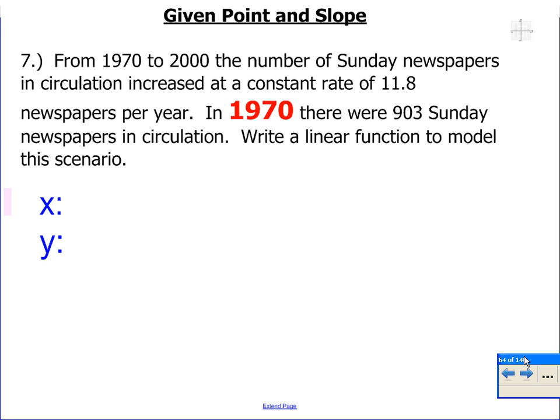I have it in big, bold, red numbers up there. What'd you say? Oh, jeez. All right, ready? I'm going to emphasize a couple of things, so listen carefully. From 1970 to 2000, the number of Sunday newspapers in circulation increased at a constant rate of 11.8 newspapers per year. In 1970, there were 903 Sunday newspapers in circulation. Write a linear function to model this scenario.